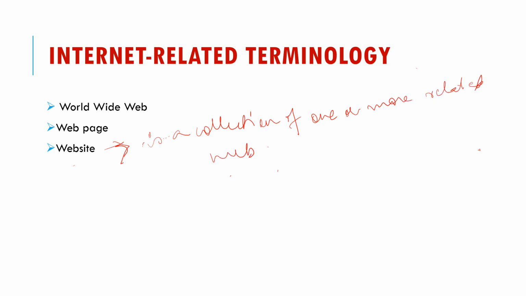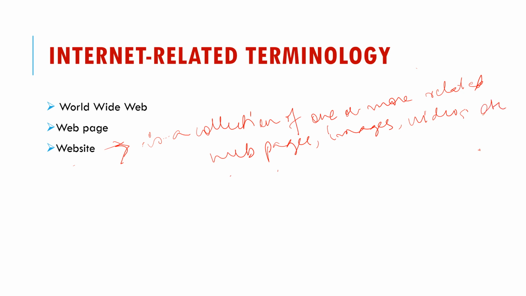The next terminology is the website. Now what is a website? Website is a collection of one or more related web pages, images, videos, etc.